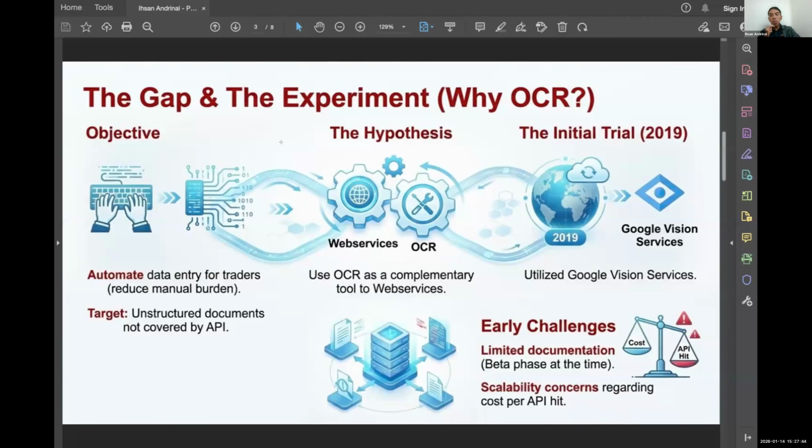At the time, the ecosystem was different. We utilized Google Vision services. It was challenging. The tools were powerful but lacked comprehensive documentation. At the time, it was still in beta version. While the service was free to access, it was paid per API hit, which raised scalability concerns. Of course, right now in 2026, the situation is different. The technology has developed rapidly since then.